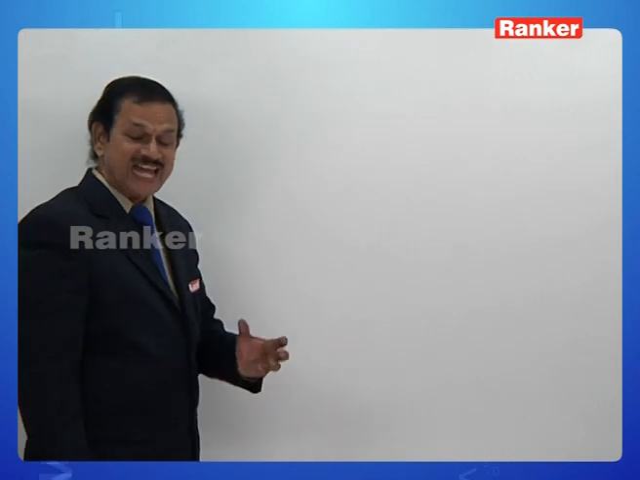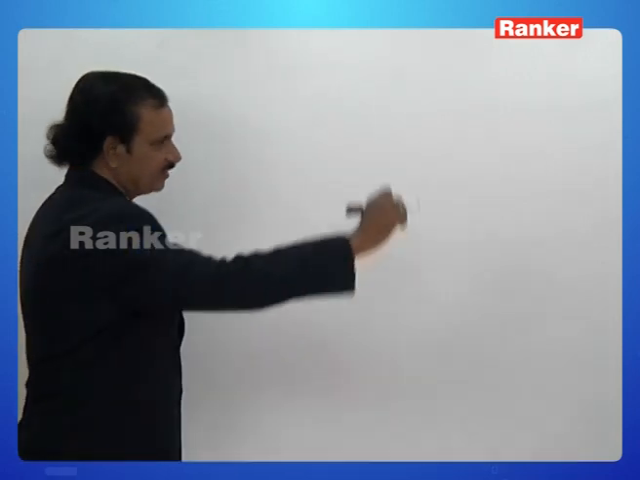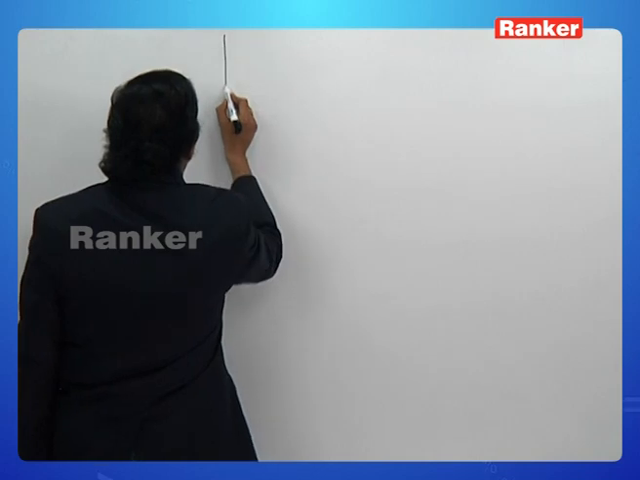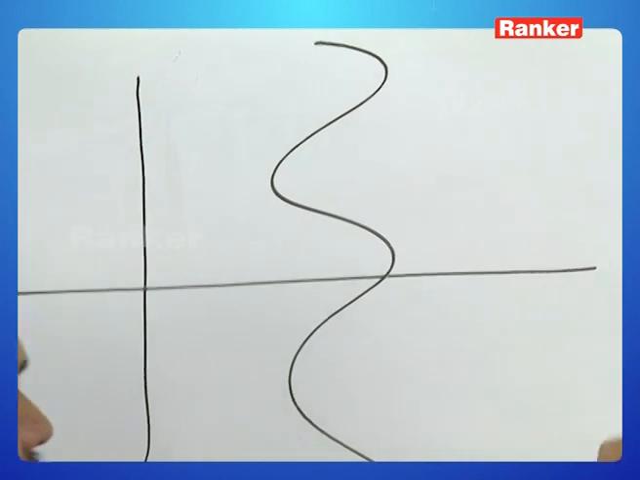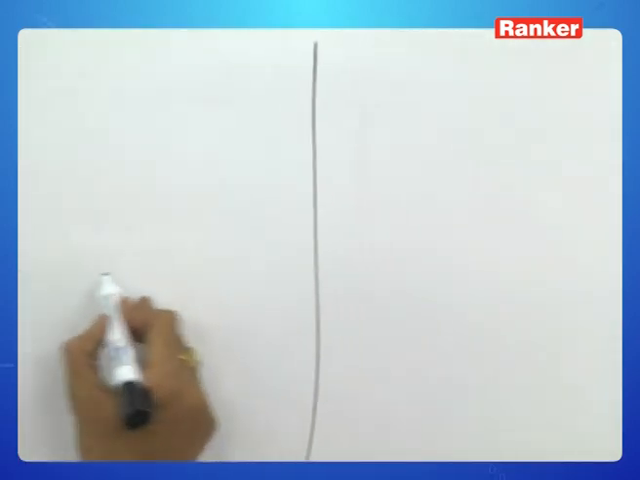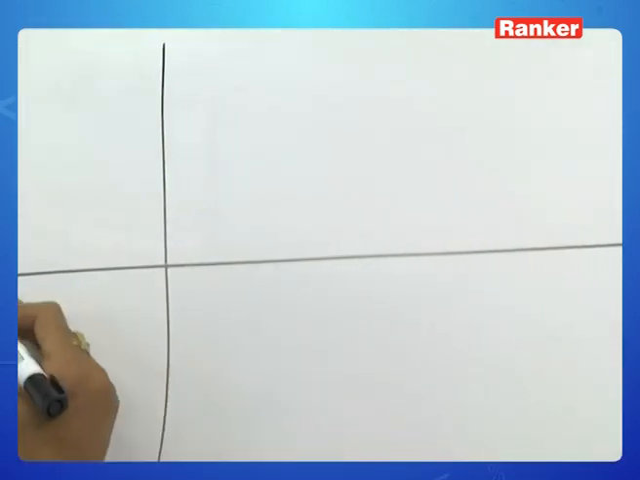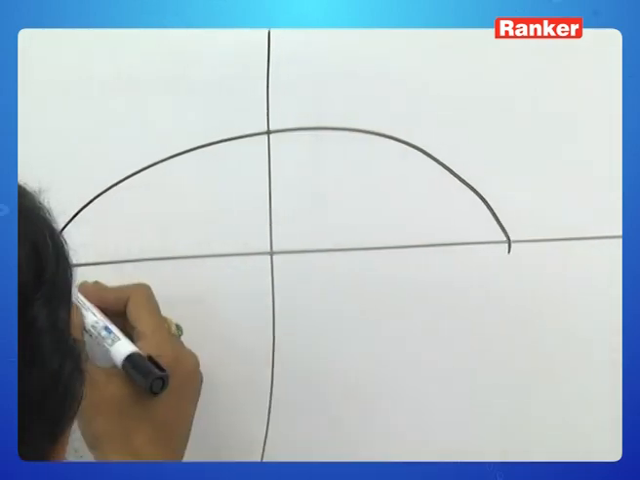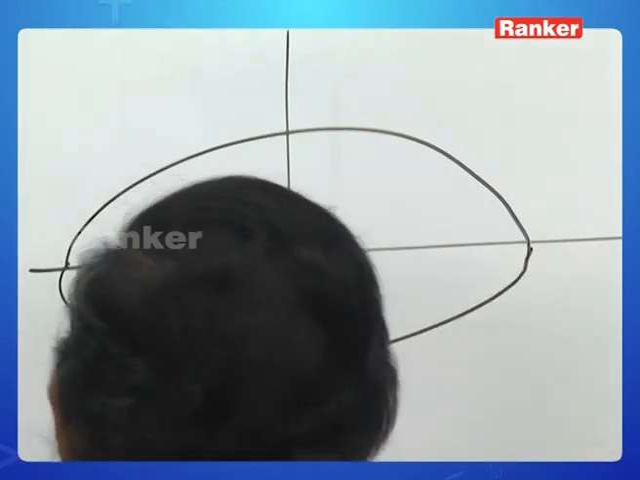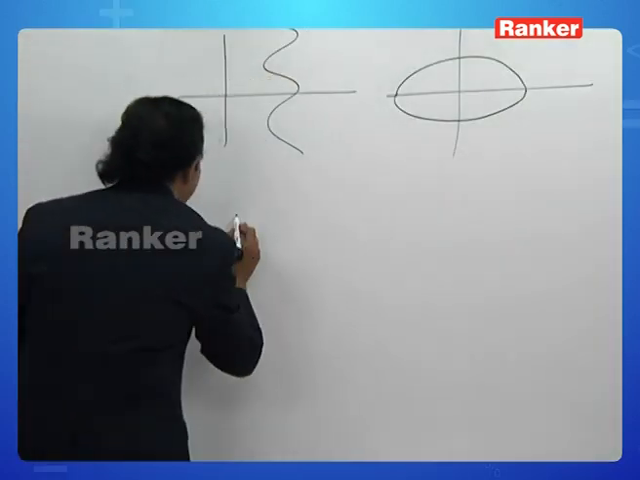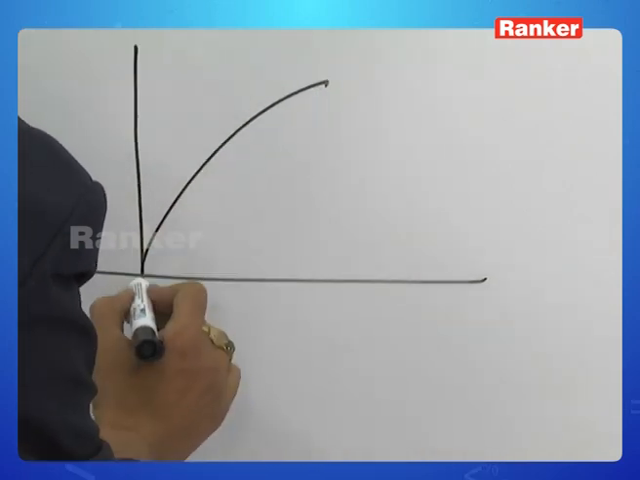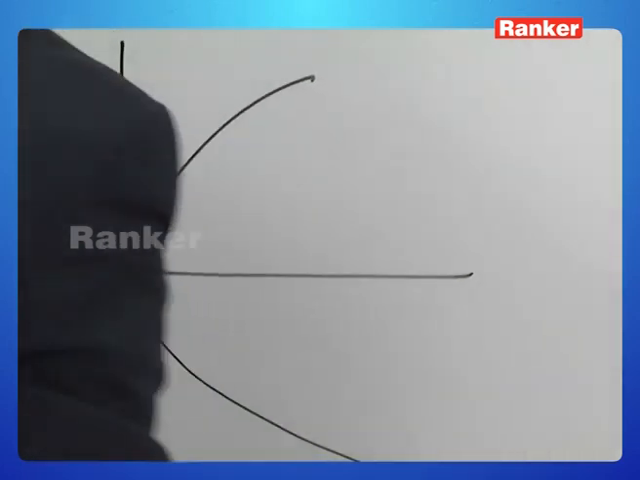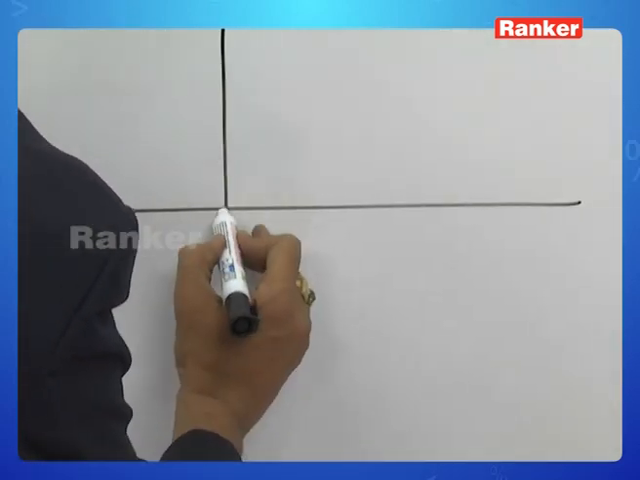Which of the following graphs corresponds to a function? The first graph, second graph, third graph, fourth graph.